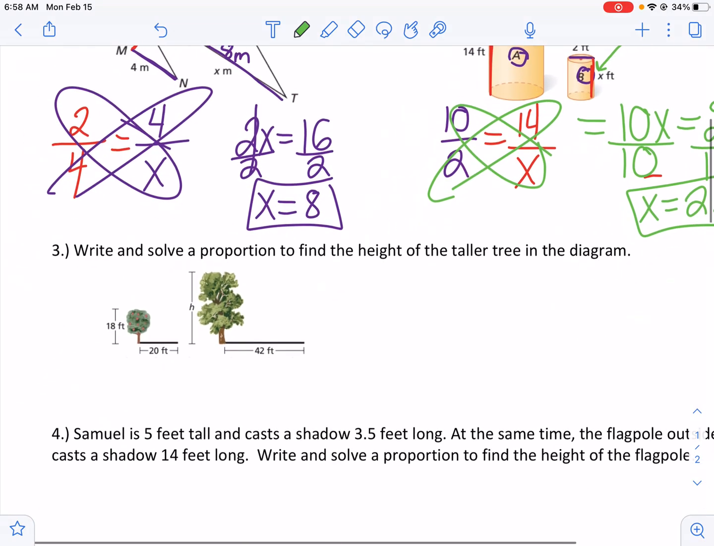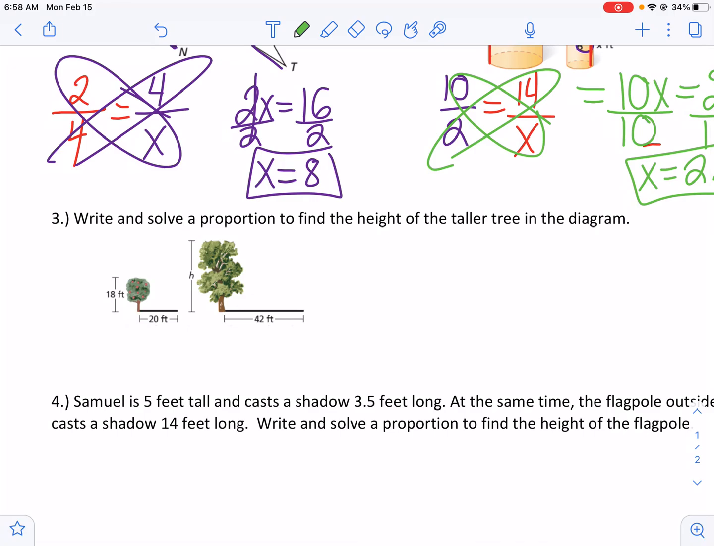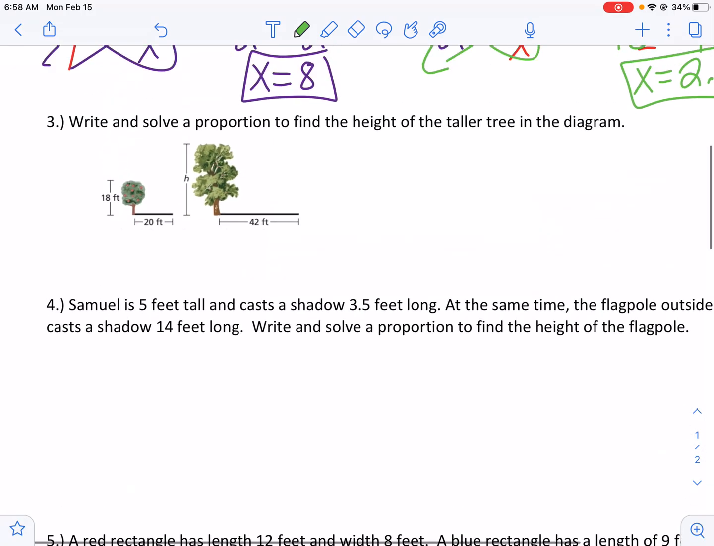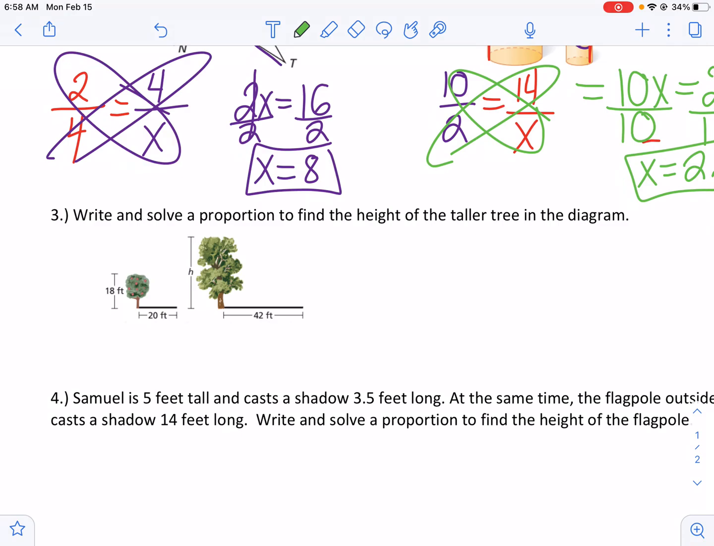And moving on to some word problems. Now number 3 has a picture drawn for you. Numbers 4 and 5 will have to draw pictures. So number 3 says, write and solve a proportion to find the height of the taller tree in the diagram. So we're looking for this. We want the height of the taller tree. So once again, we can use the idea of similar figures because really, we need some triangles.